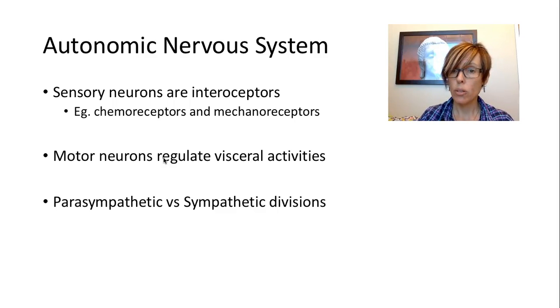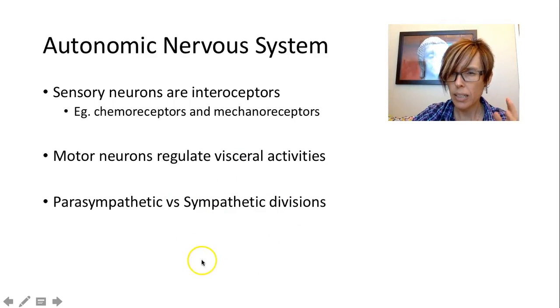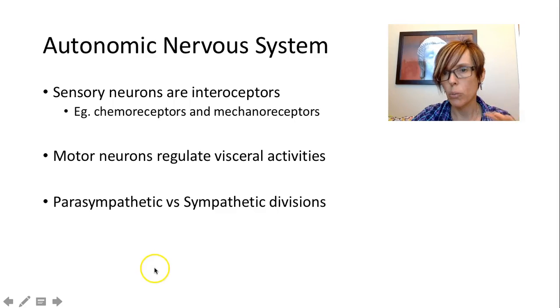Okay. And again, this autonomic nervous system has two subdivisions, the parasympathetic as well as the sympathetic. And we'll talk, again, about different scenarios, like how and when one kicks on versus another.